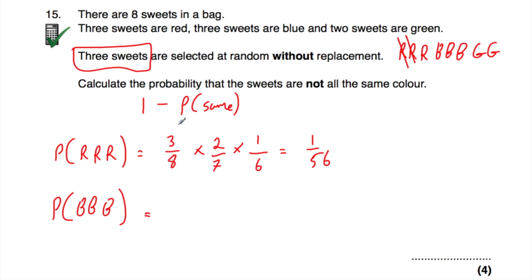So the probability of 3 red sweets being taken out of the bag without a replacement is 1/56. Okay, now let's have a look at the probability of taking 3 blue sweets from the bag. Now that's actually going to be the same, because if we look at it, there's 3 blue sweets as well.